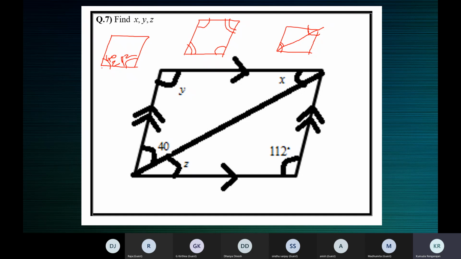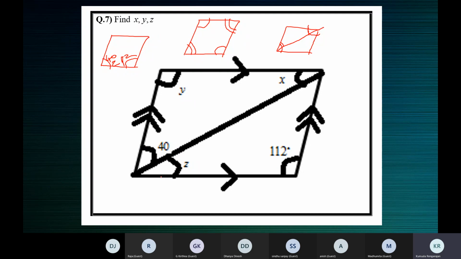This is one angle, but because of the diagonal, it's divided into two angles, 40 and Z. Otherwise, it's only one angle. See here, these are adjacent angles. This full angle plus this full angle is equal to 180. How much is this fully? 112. How much is this fully? Till here it is 40 and from here it's Z. So this complete angle is 40 plus Z.